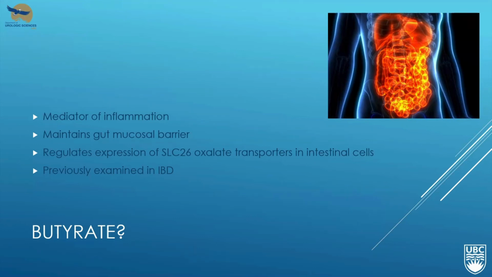It maintains the gut mucosal barrier, and it's been previously examined in inflammatory bowel disease, with decreased butyrate expression and decreased butyrate concentrations in our gut being correlated with Crohn's disease and ulcerative colitis. Relevant to our previous discussions, butyrate is also responsible for regulating the expression of SLC26, which is an oxalate transporter in intestinal cells, and therefore it has an interplay there with oxalate metabolism.